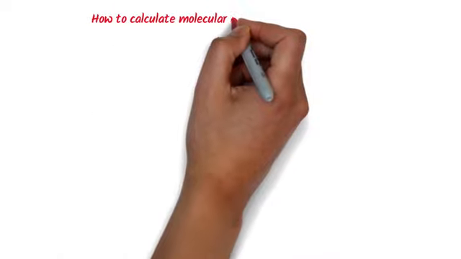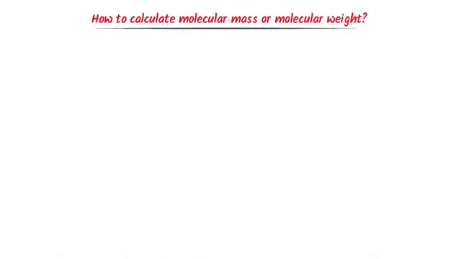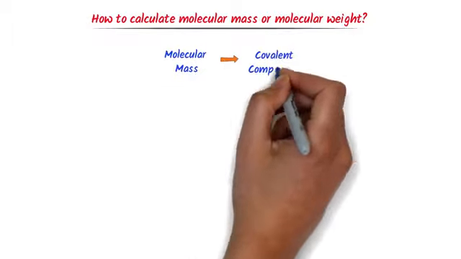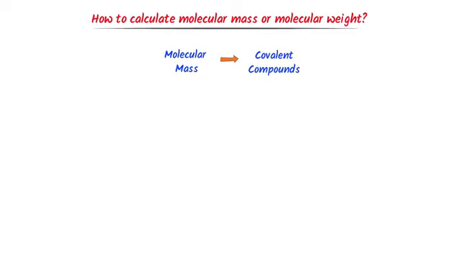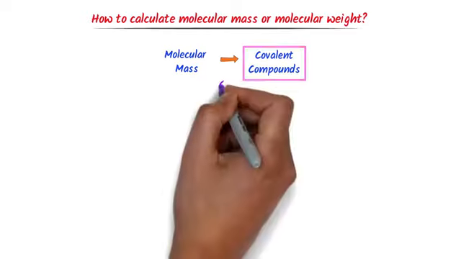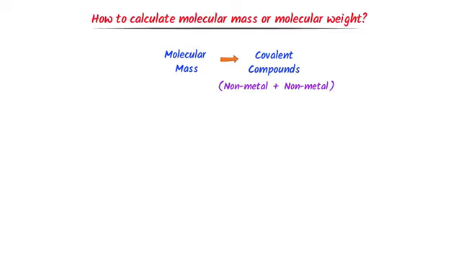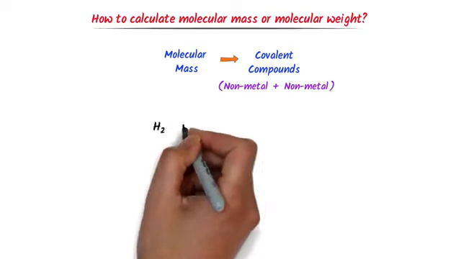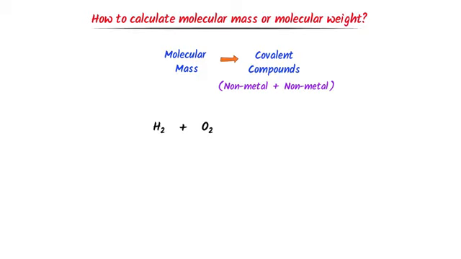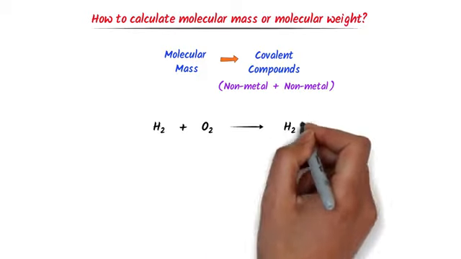How to calculate molecular mass or molecular weight? Firstly, remember that molecular mass is usually associated with covalent compounds. We know that covalent compounds are formed when nonmetals plus nonmetals react together. For example, hydrogen gas plus oxygen gas react together to form H2O.